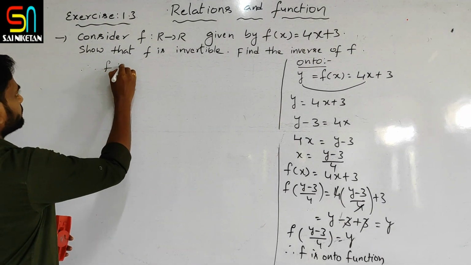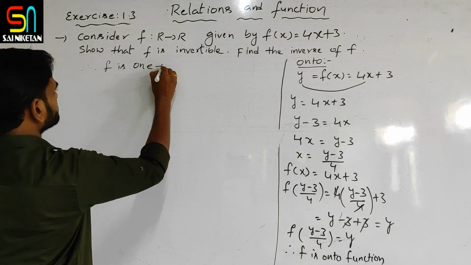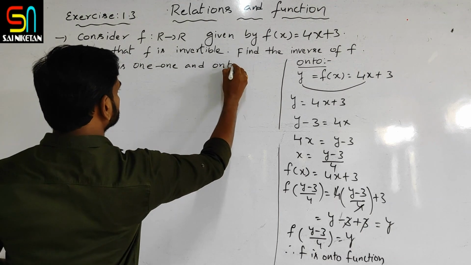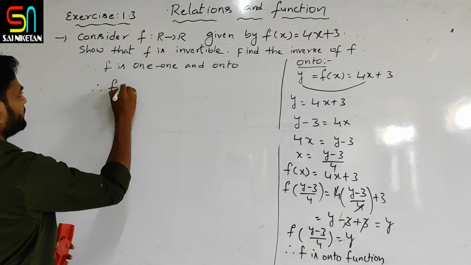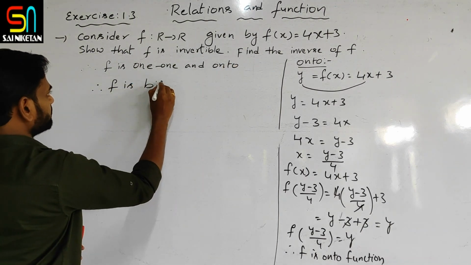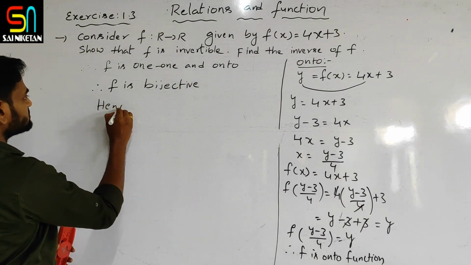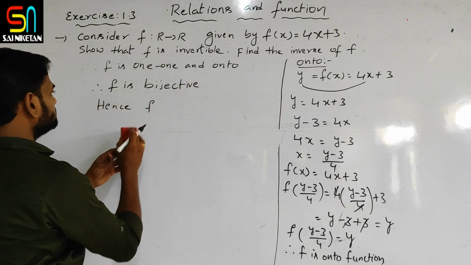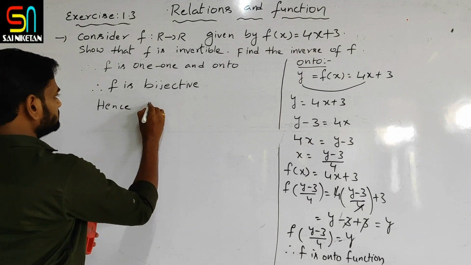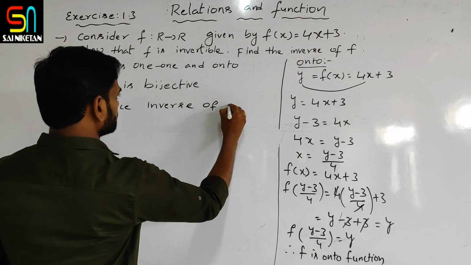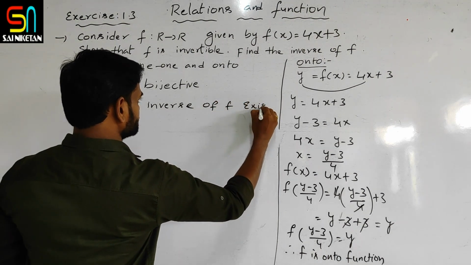Therefore, f is 1-1 and onto. Therefore, f is bijective. Hence, inverse of f exists.